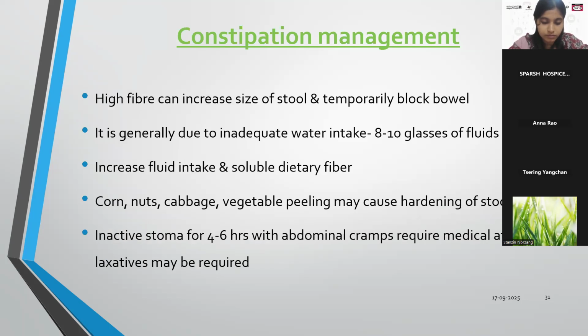A high fiber diet can increase the size of the stool and it can block the bowel. So see to it that the amount of fiber is adequate only. It is generally because of inadequate water intake also. So ask the patient to take 2 to 3 liters of water daily, so it becomes less cumbersome. Then corn, nuts, cabbage, they also cause hardening of the stool.